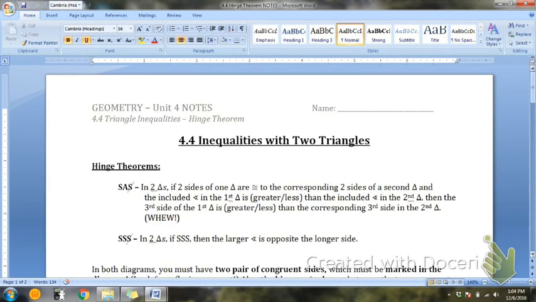All right, 4.4 is talking about inequalities with two triangles. This is the last lesson in Unit 4. And so we're going to talk about two triangles still, and we're going to talk about something called the hinge theorem. When you guys think of a hinge, what do you think of?